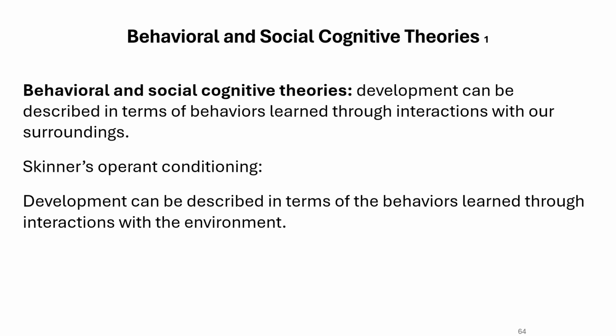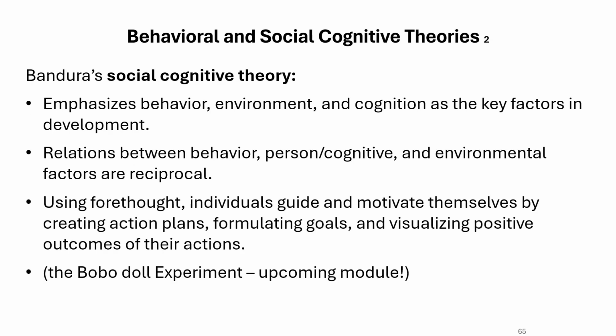Behavioral and social cognitive theories are where development is described in terms of behaviors learned through interactions with our surroundings. Skinner's operant conditioning is one of these. This is where development can be described in terms of behaviors that are learned through interactions with the environment. Bandura's social cognitive theory emphasizes behavior, environment, and cognition as key factors in development. Relations between behavior, person, and cognition, and environmental factors are reciprocal. Using forethought, individuals guide and motivate themselves by creating action plans, formulating goals, and visualizing positive outcomes of their actions.